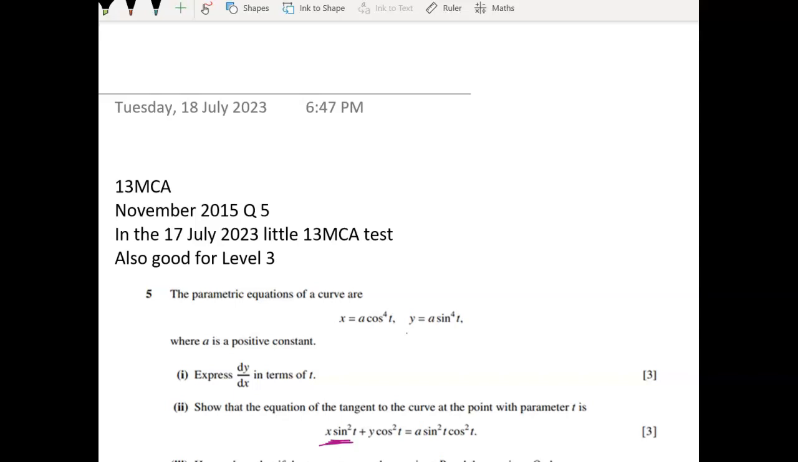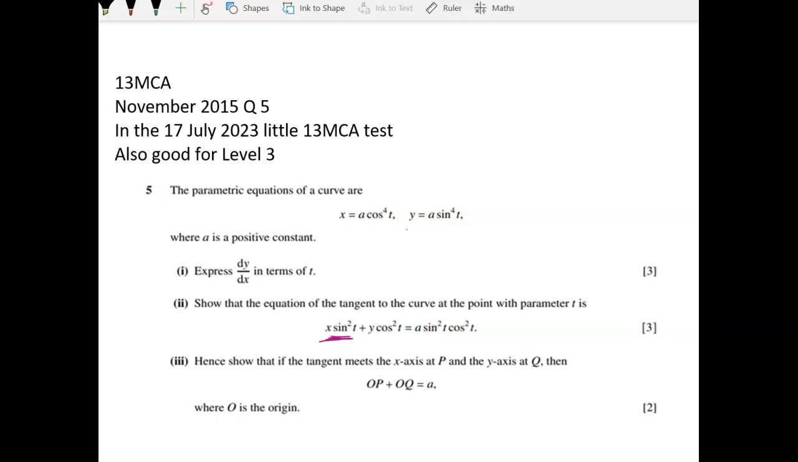Kia ora, Year 12. This question is from the test that we did on Monday. It's quite a tricky parametric differentiation question. I'm going to go through it quickly before we get into it.